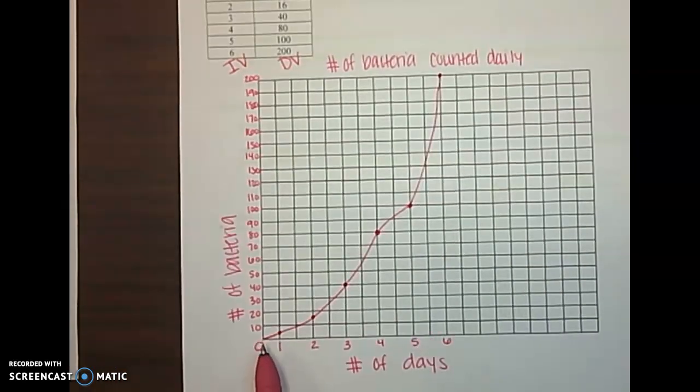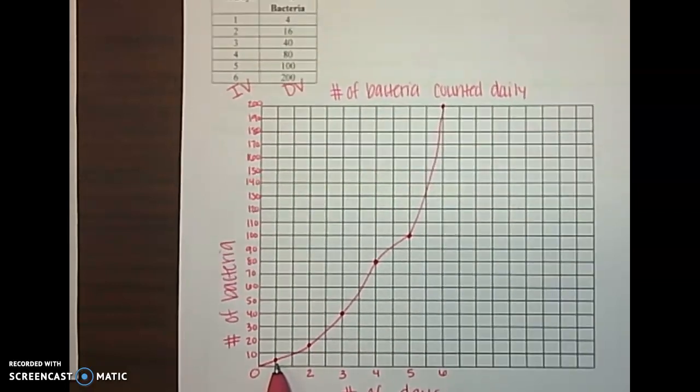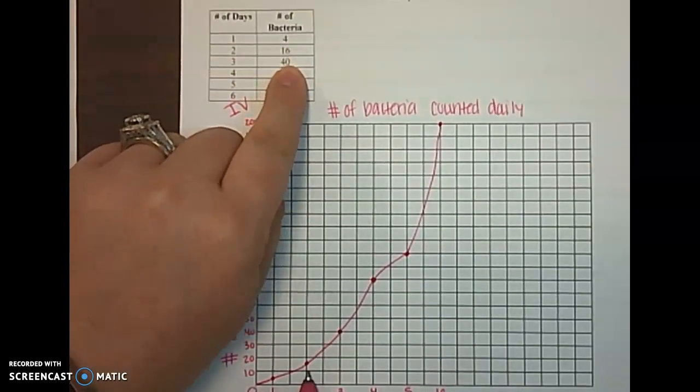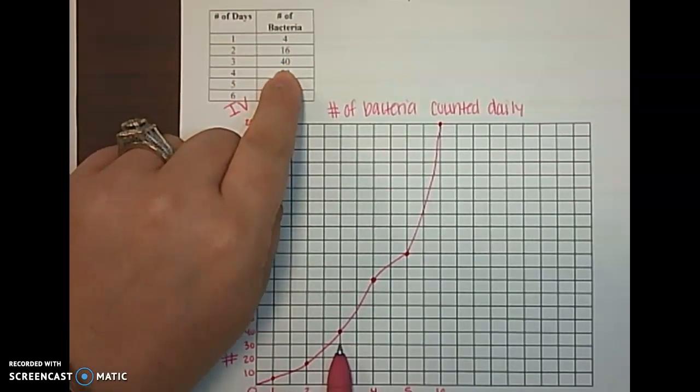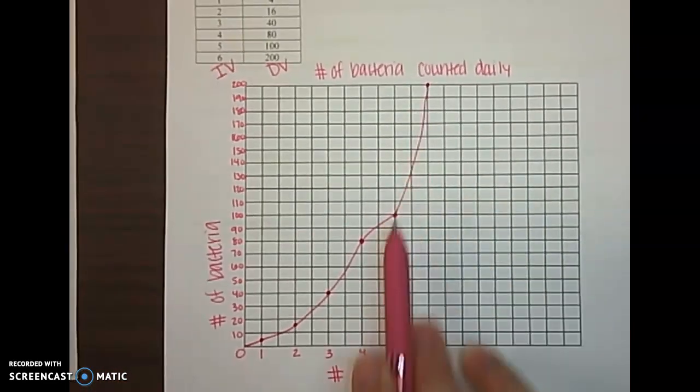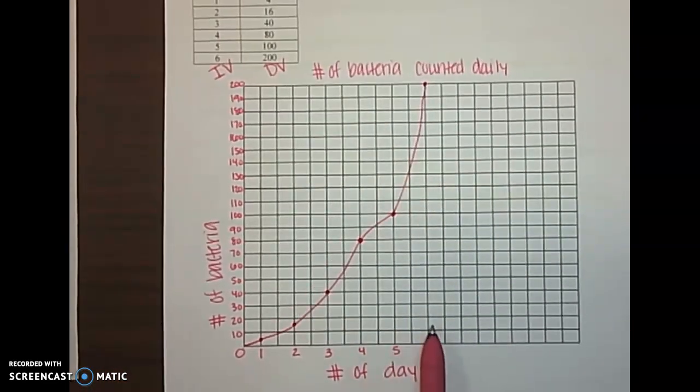So here are our plots. We see that at 1, we had a number of 4 bacteria. At 2, it was at 16. At 3, it was at 40, and then went to 80, then 100, and then all the way up to 200. So we can see a dramatic increase between days 5 and 6.